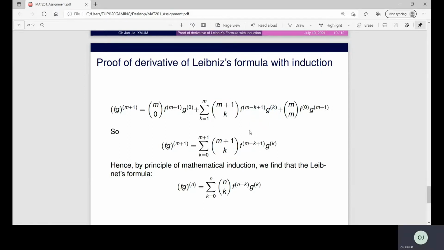After these three equations add up, it will be the sum from k equals 0 to m plus 1 of the binomial m plus 1 to k times the derivative of order m minus k plus 1 of f times the derivative of order k of g. So by the principle of mathematical induction, we can find that the Leibniz formula is this formula.